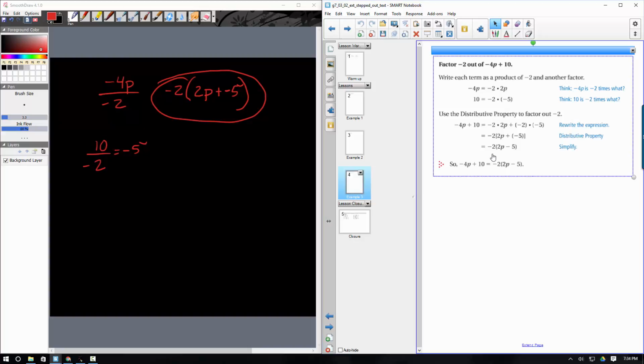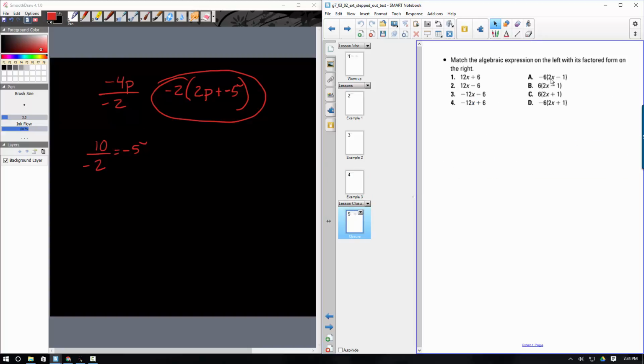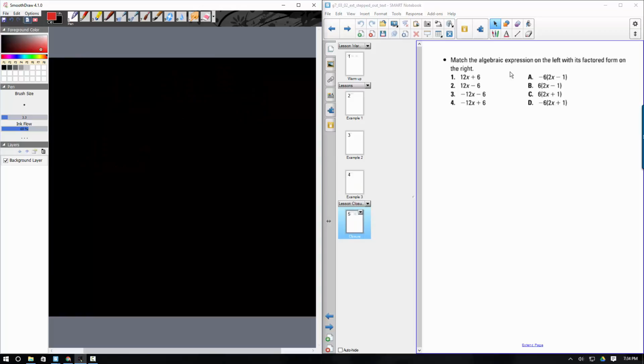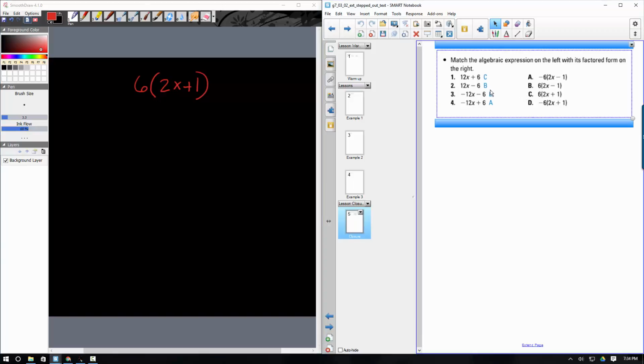And here we go. The last one is match the algebraic expression on the left with the factored form on the right. So I'm going to figure out which one of these works for each one. What I recommend doing is first looking at this one here, and I can take out a 6 out of both. So this would be 6, and then 12x divided by 6 would be 2x, plus 6 divided by 6 is 1. So I have to look here which one of these matches, and I see plus 1. It looks like C. C goes with 1. But you can see how I did all of these.